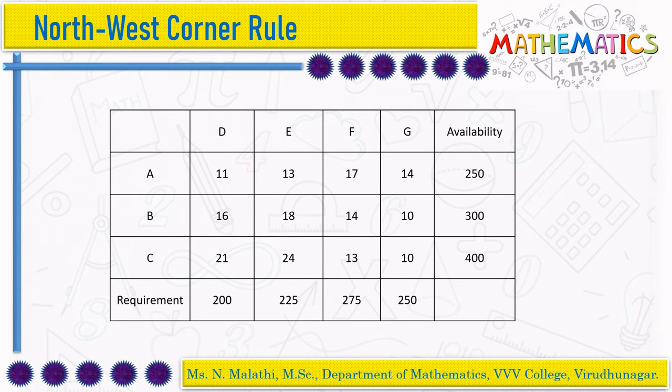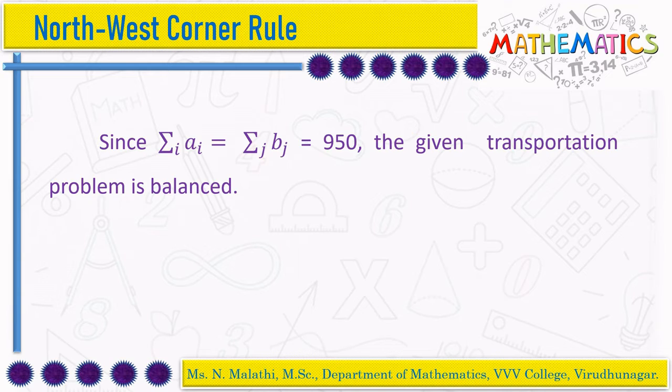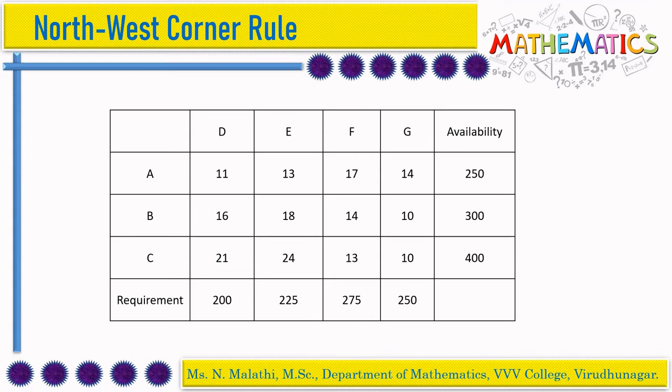Now let us illustrate the Northwest Corner Rule with an example. Here this is a transportation table with 3 origins and 4 destinations. From the requirement and availability, we may see that this problem is balanced. So the transportation problem has a feasible solution. To apply the Northwest Corner Rule, at first we need to find the northwest corner cell of the transportation table. In this problem, the northwest corner cell is A11, which is indicated in yellow.